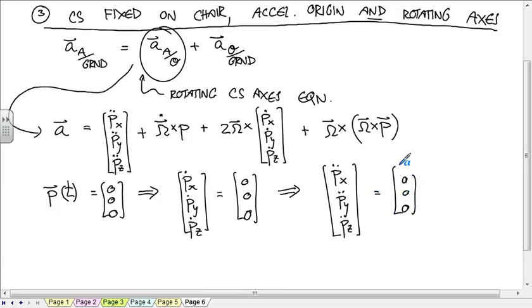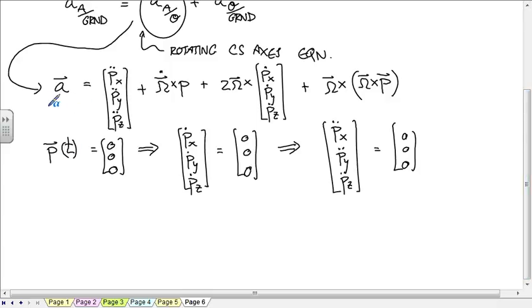And so now this messy formula is going to get really simple. Everything's 0. This one's 0 because the observed acceleration is 0. This one's 0 because it's 0 cross 0. This one's 0 because the observed velocity is 0. This one's 0 because the position vector is 0.